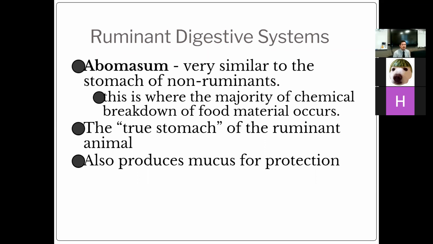So monogastric, this is most like the monogastric stomach, which is like our stomach and that of pigs. So it's very similar to the stomach of non-ruminants. This is where the majority of chemical breakdown of food occurs. So this is where your secretions are going to take place.